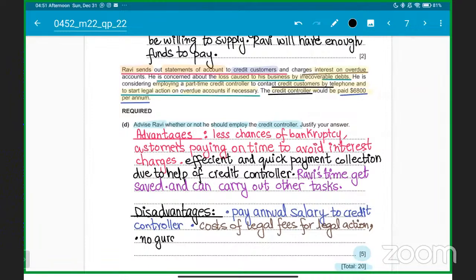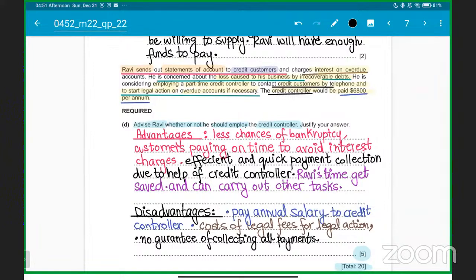Okay, no guarantee of collecting. No guarantee of collecting all payments. Okay, getting it, guys? Anything else? Anyone? These are all the points that you can write, but you would have to write them with a statement and a complete explanation as well. Let me know.